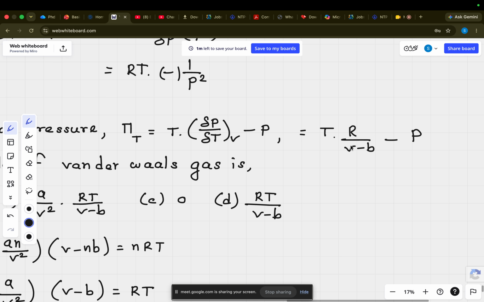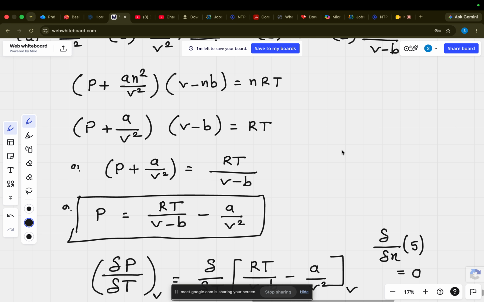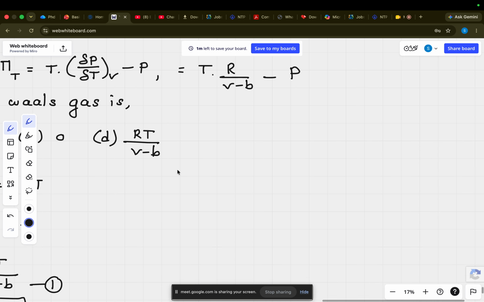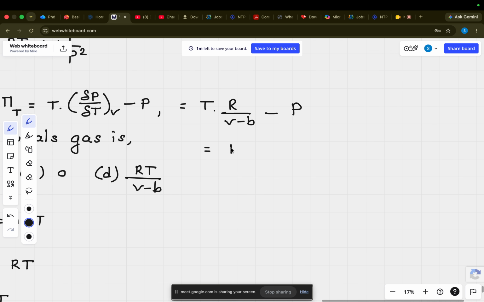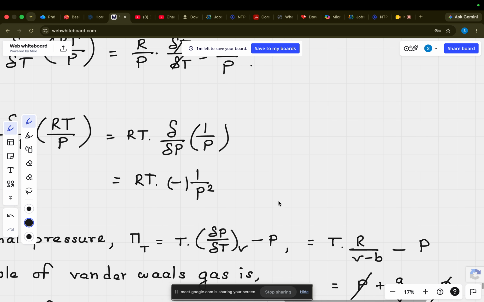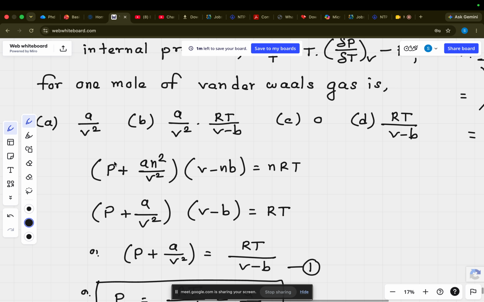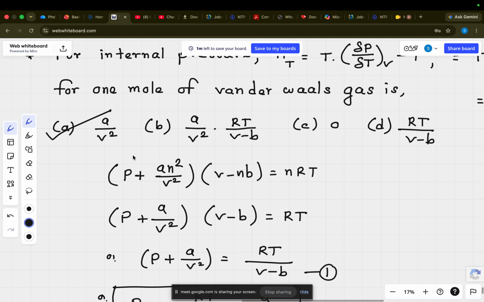I am just putting the value here, nothing else. So what I am getting is RT by V minus b. This is your number 1 equation: RT by V minus b is equal to P plus A by V square. So I can put it here. If I put the value, I get P plus A by V square minus P. So this pressure cancels out. What we are getting is A by V square. So which option? Option A. Clear how to do it?